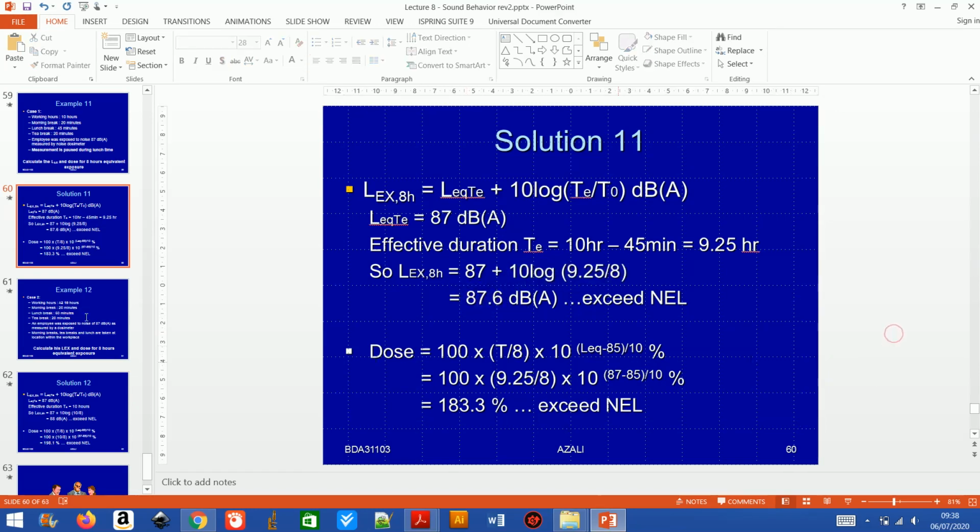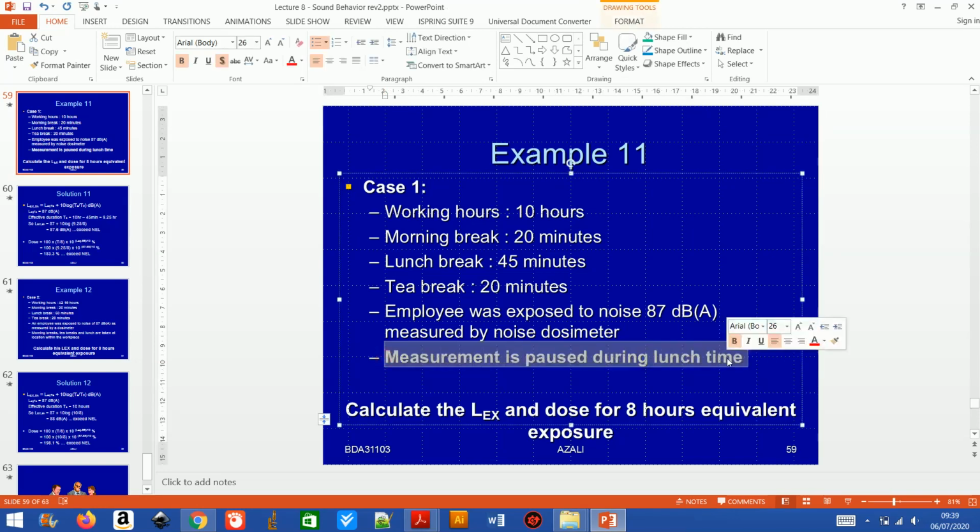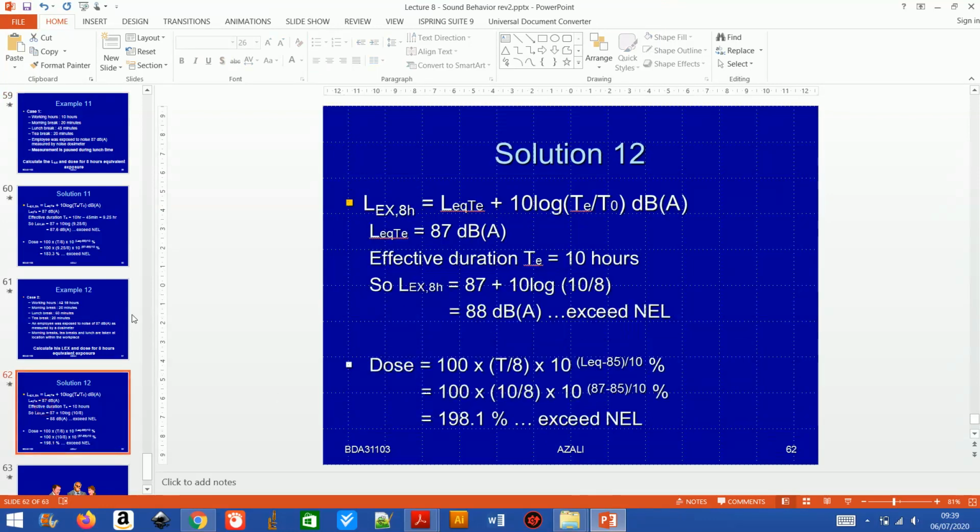So please read carefully during your finals the question and instruction. Look through whether there is any statement whereby the measurement is paused during lunchtime, or an example whereby there is no pause during lunchtime or any other breaks. That is the only tricky part. So that's all. I think we have discussed how to solve example 11 and 12. I wish all of you good luck, and please remember to score for your finals.